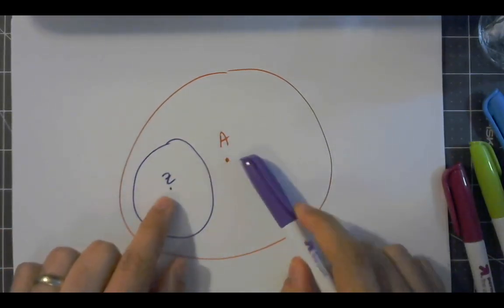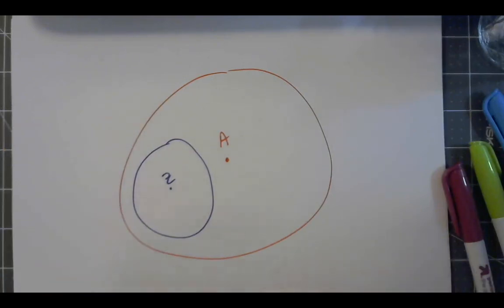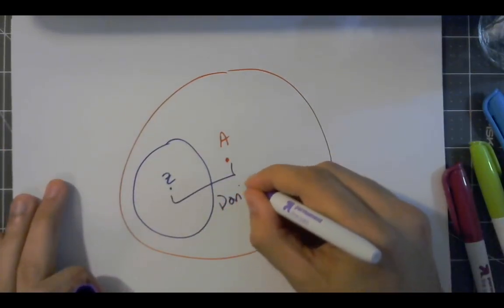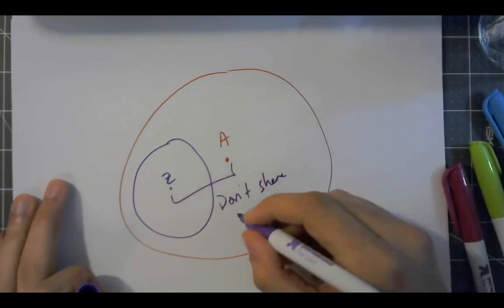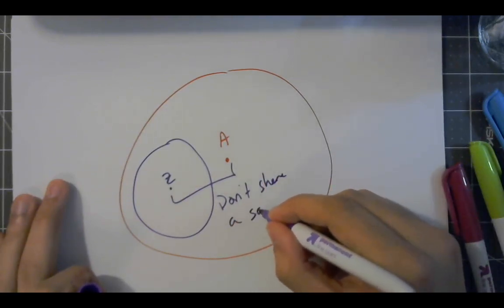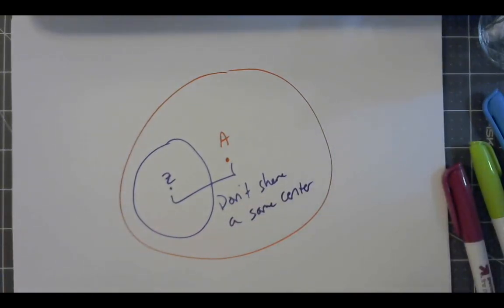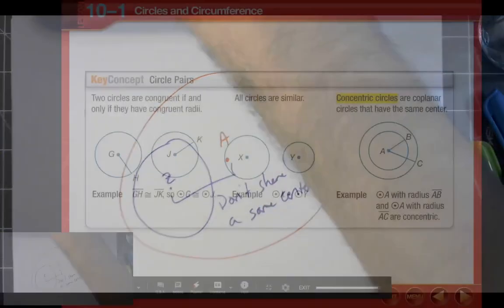A and Z are not concentric because they don't share the same center. They are overlapping and part of each other, but they are not concentric circles.